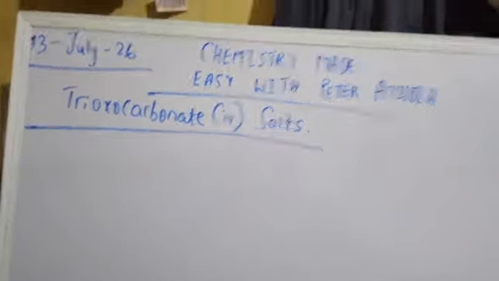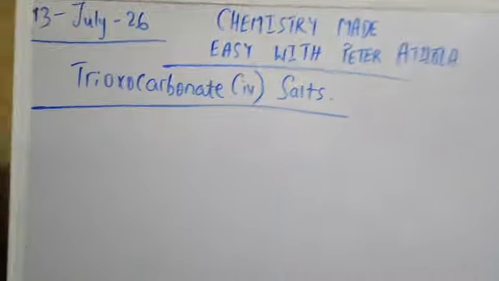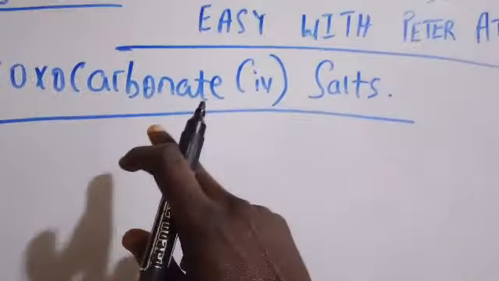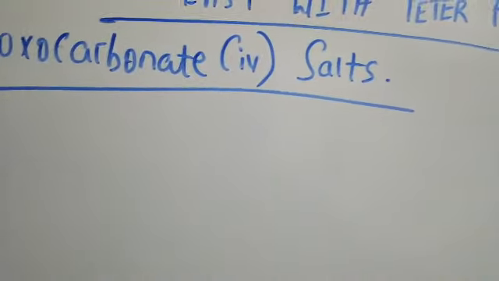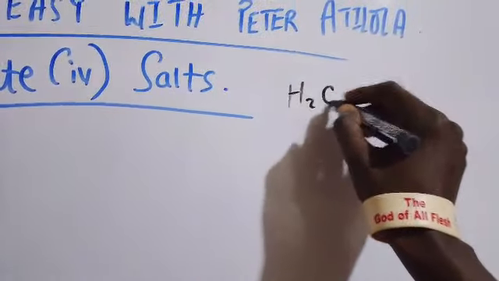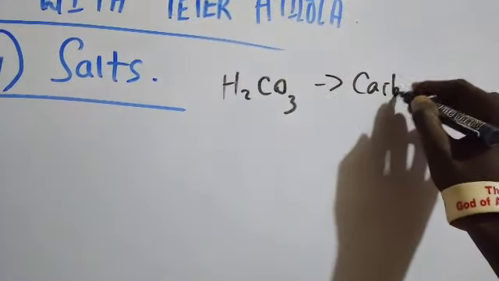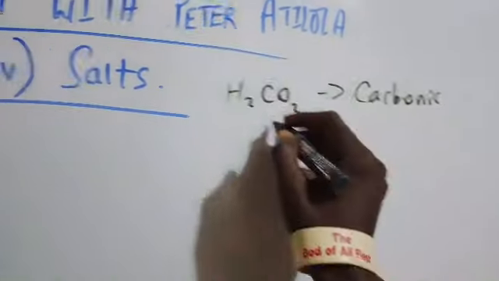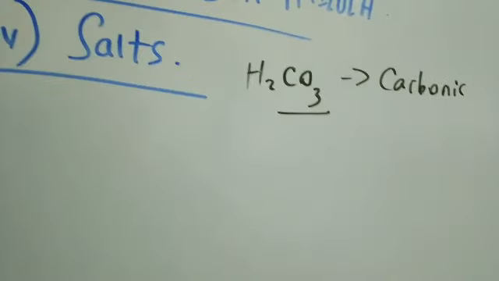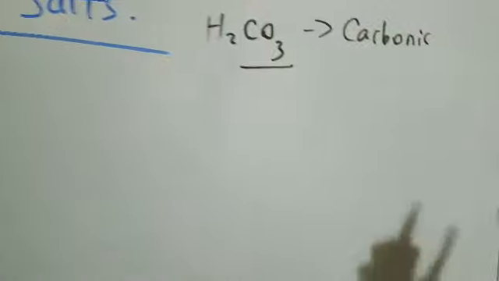Today we'll be discussing Trioxocarbonate 4 salts. Any salt that can be gotten from Trioxocarbonate 4 acid is called a Trioxocarbonate 4 salt. For example, we have H2CO3, which we call carbonic acid. Let's use this as an example. When you see CO3, we're talking about Trioxocarbonate 4. So this is carbonic acid.